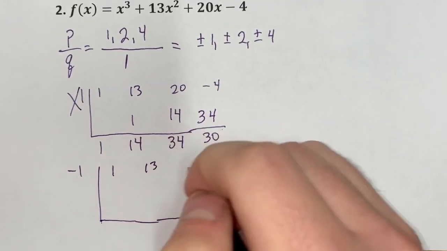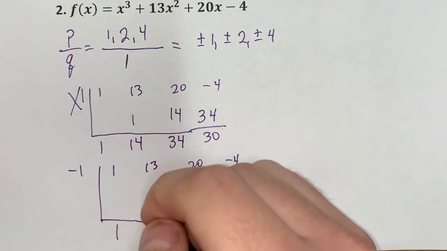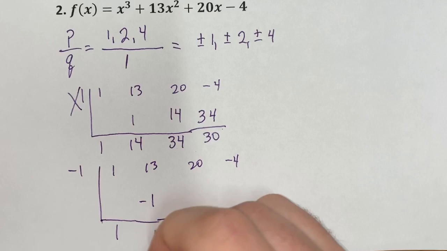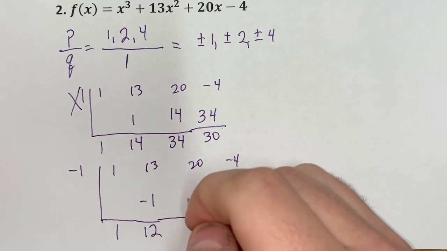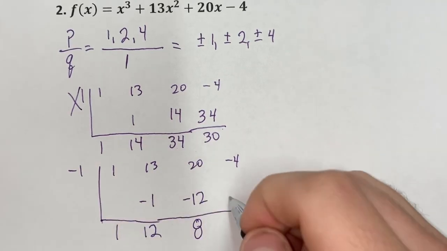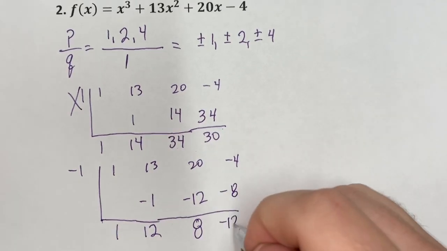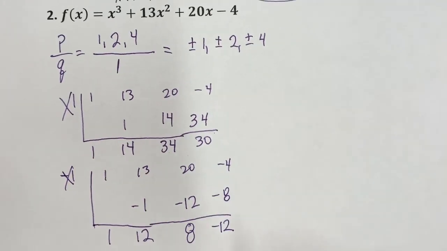1, 13, 20, and -4. -1 comes down. 13 plus -1 is 12. -1 times 12 is -12. 20 plus -12 is 8. -1 times 8 is -8. We add those together, we get -12. We also know -1 is not a root. So let's try 2.